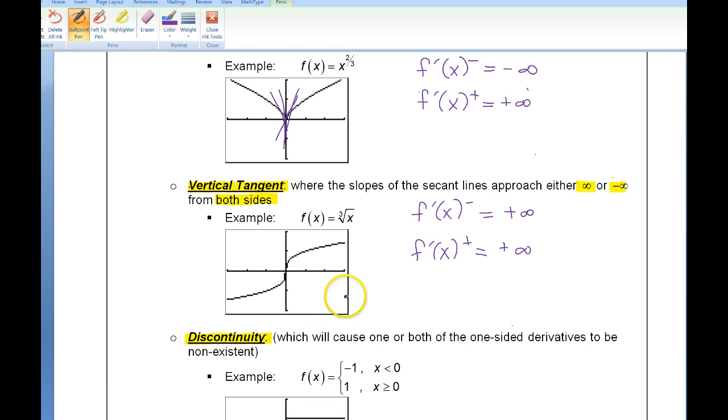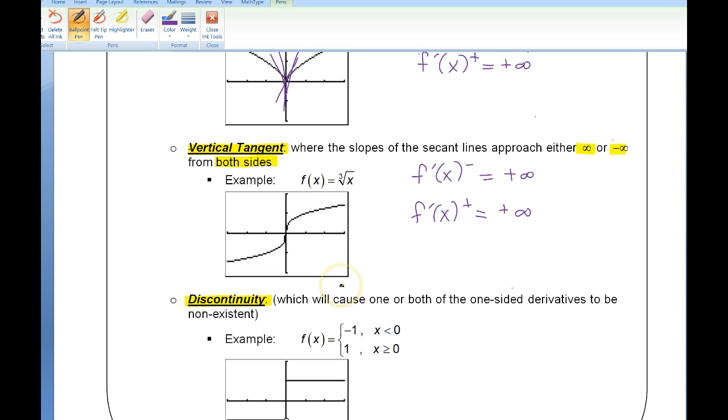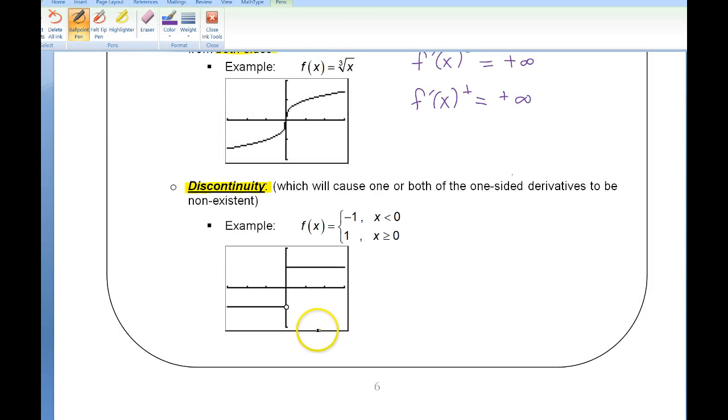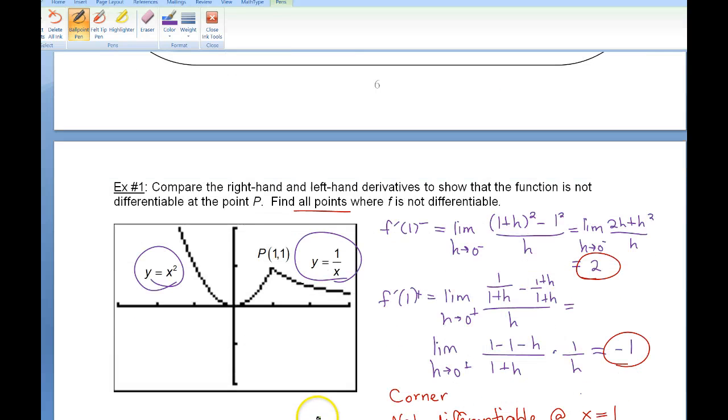Does that also equal x to the 1/3? x to the 1/3 is the same as the cube root of x. So if I had written x to the 1/3, that would be a vertical tangent. But a cusp has to be even over odd. Then discontinuity: you can't look at a point of tangency if they don't even match up. If it's not a continuous function, there is no tangent right there.